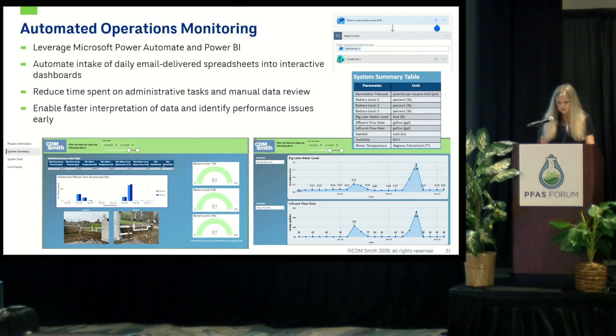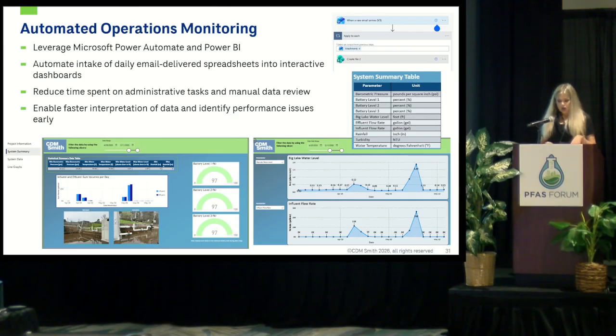This project leverages Microsoft Power Automate and Power BI to automate the intake of daily email-delivered spreadsheets into an interactive dashboard. A Power Automate workflow triggers when the daily email arrives, extracts the spreadsheet, and saves it to a SharePoint folder. Power BI then reads that folder on a routine schedule and automatically updates the dashboard. The slide shows a few pages of that dashboard, including a system summary and interactive time plots. Users can adjust the data range, and the statistical summaries, tables, and flow rate charts update automatically.